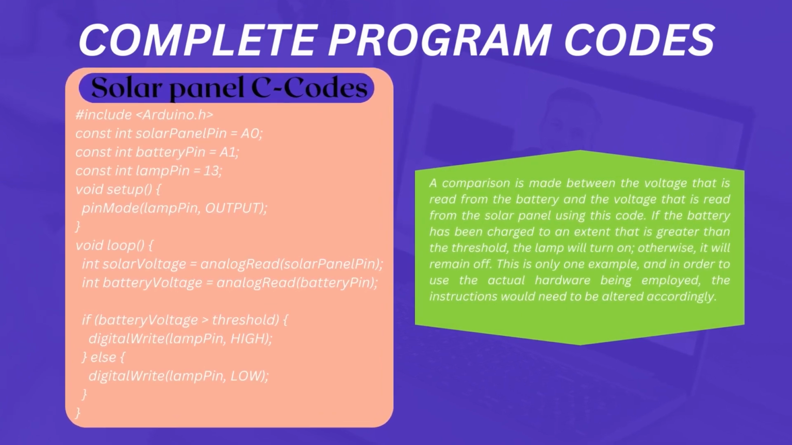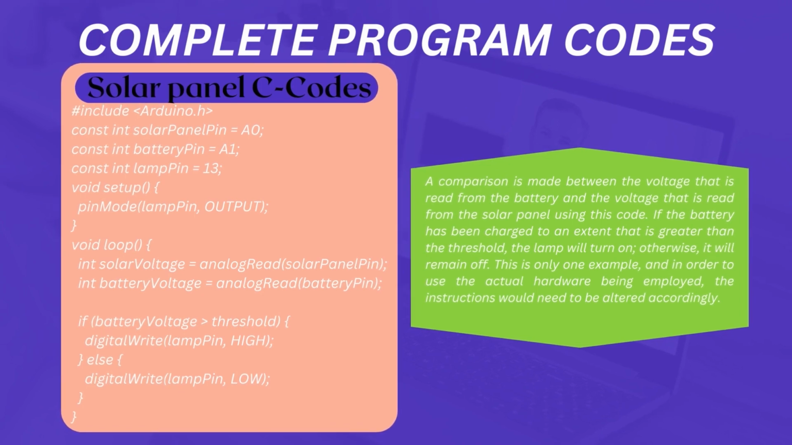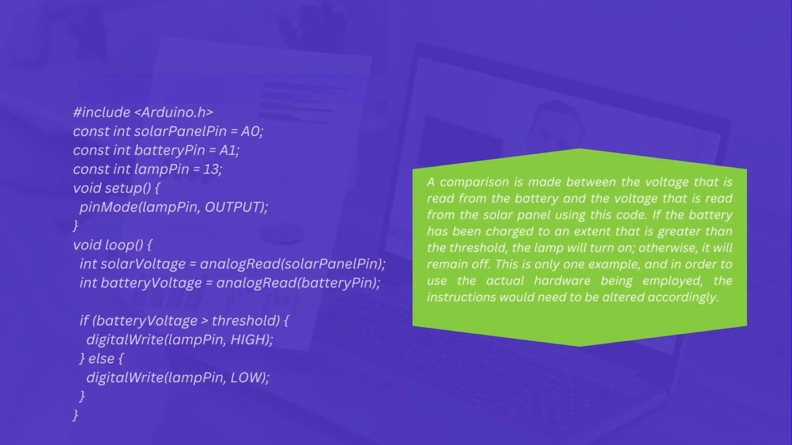So next, complete program codes. First one we have the solar panel C code. A comparison is made between the voltage that is read from the battery and the voltage that is read from the solar panel using this code. If the battery has been charged to an extent that is greater than the threshold, the lamp will turn on, otherwise it will remain off. This is only one example. In order to use the actual hardware being employed, the instructions would need to be altered accordingly.